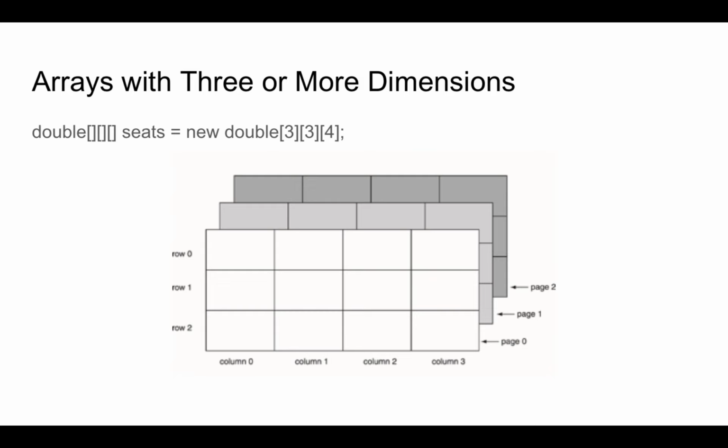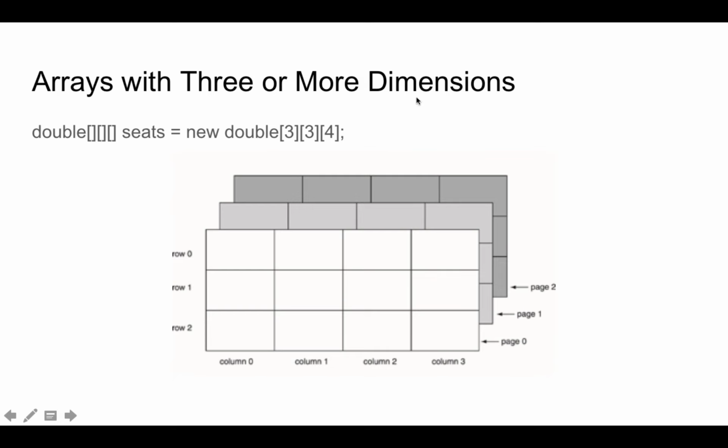But essentially, if you want to declare a three-dimensional array, it's basically just the same as what we saw for the two-dimensional array, except now we're just adding one additional pair of brackets to our declaration, and we also have one additional dimension whose size we need to specify.